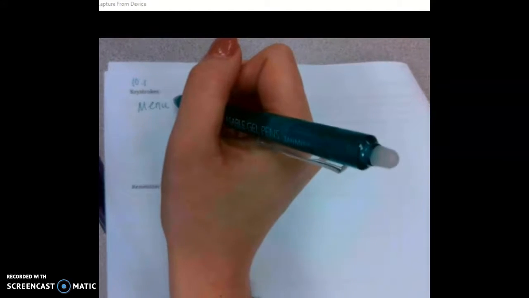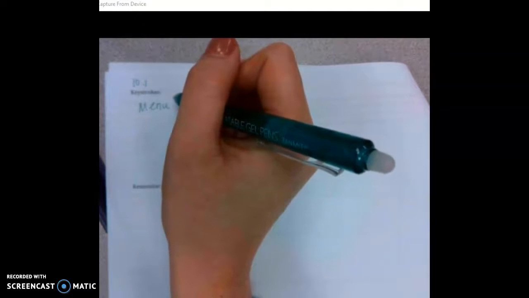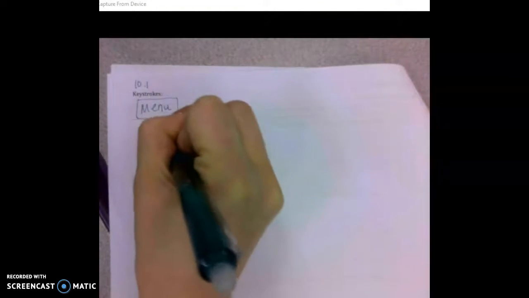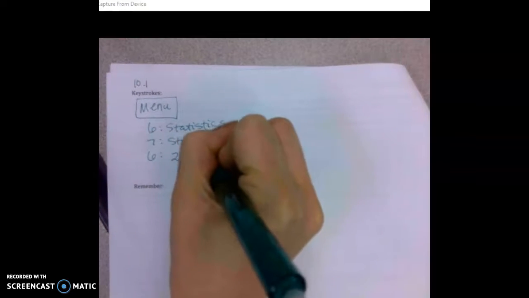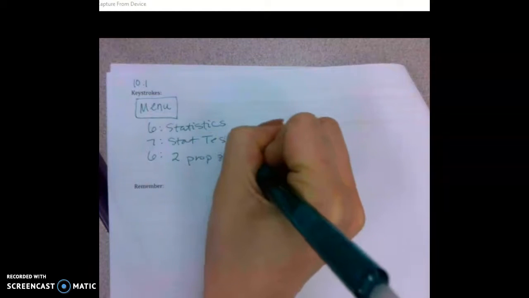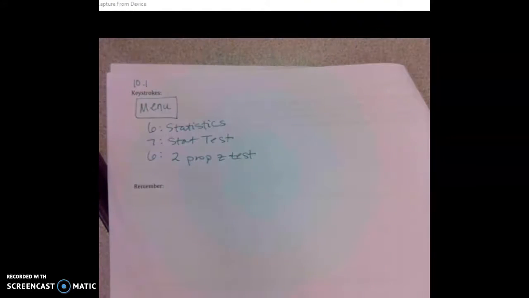But if you want to use a two-proportion z-test, what you can do is go to Menu, 6, which is your Statistics button. You should be very familiar. 7, Stat Test, and then 6, two-proportion z-test. So this is how we do our significance test on there.